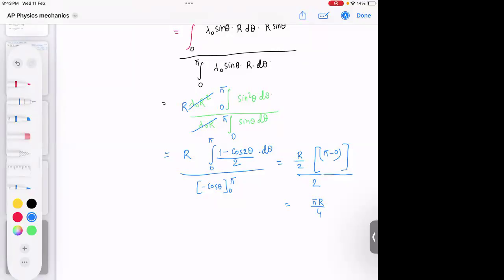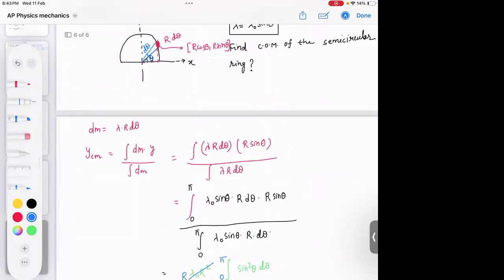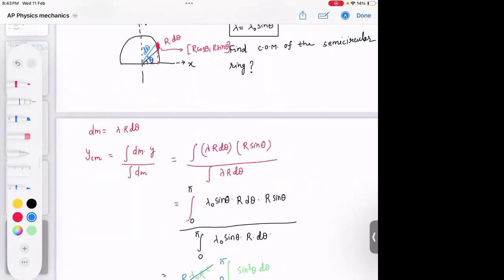Do the calculation for the x coordinate, and you will get 0 as your answer. See that. If you are calculating the x coordinate, the only thing different I have to write is this one.